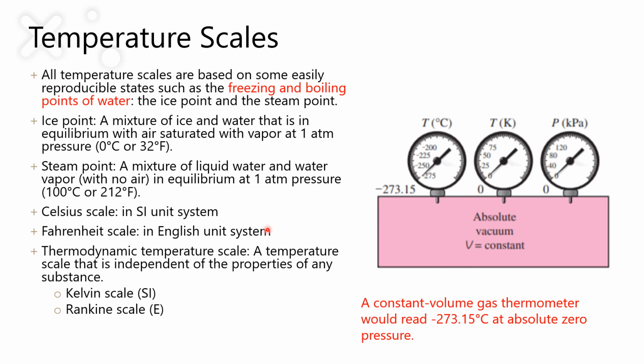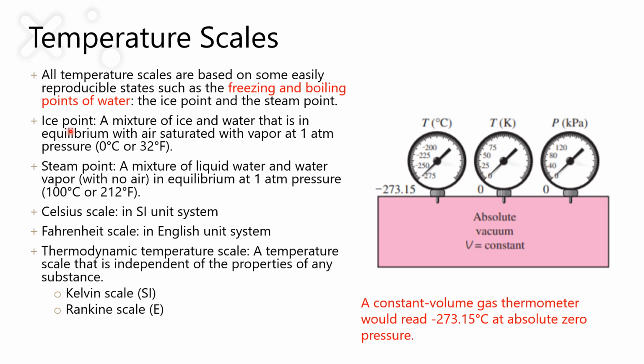Temperature scales enable us to use a common basis for temperature measurements. All temperature scales are based on some easily reproducible states, such as the freezing and boiling points of water, which are also called the ice point and the steam point. A mixture of ice and water that is in equilibrium with air saturated with vapor at 1 atmosphere pressure is said to be at the ice point.